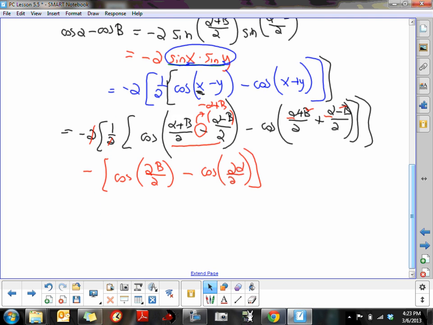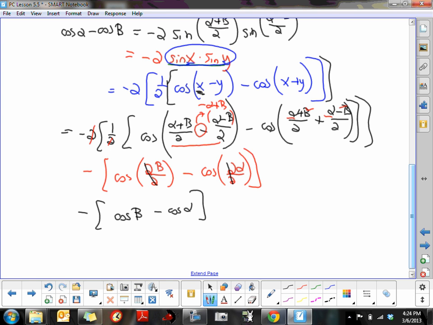Then we're going to come back and cancel out our 2's. So we have a negative sign sitting out front there, the cosine of beta minus the cosine of alpha. We still have to distribute our negative, so it's going to become a positive cosine of alpha minus the cosine of beta. So that is the derivation of the difference of cosines as a product.